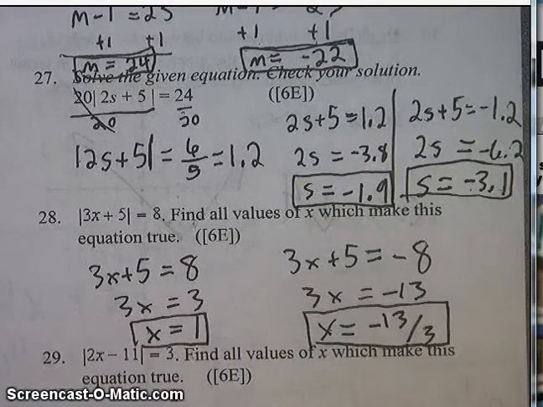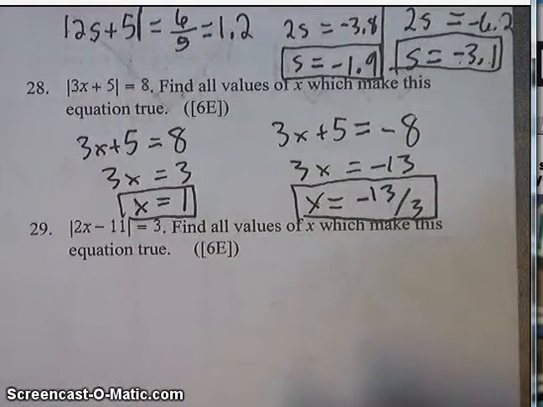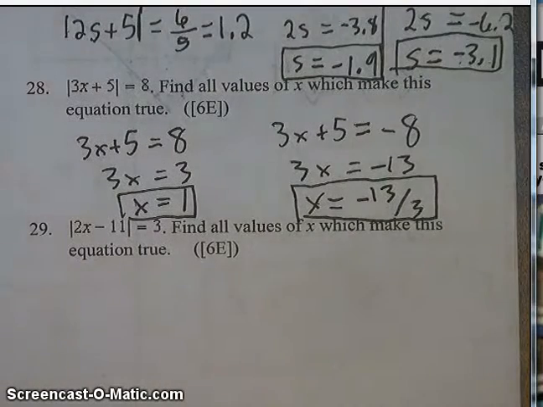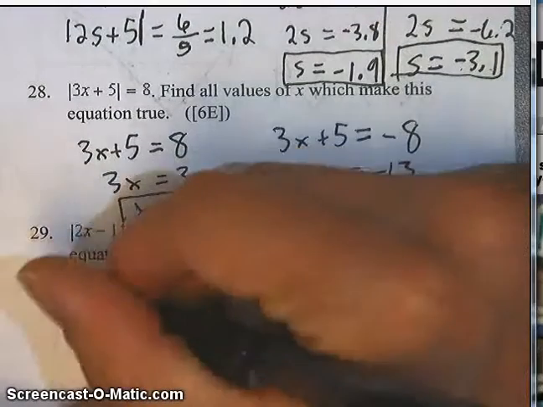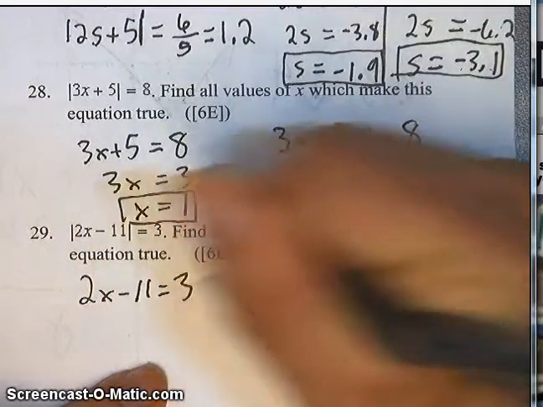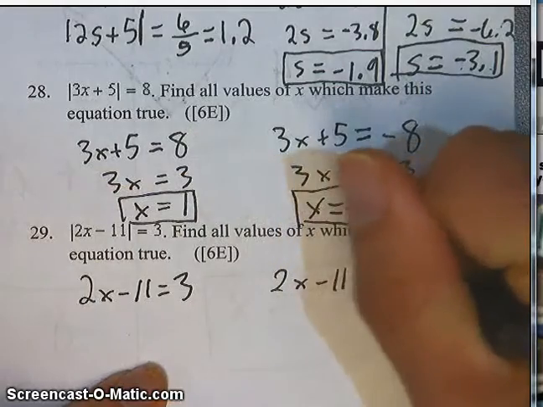Okay. Moving on to number 29. It's another solving problem. Absolute value of 2x minus 11 equals 3. Find all the values of x which make this equation true. There's nothing on the outside of those bars, so go ahead and split it into two equations. 2x minus 11 equals 3, and 2x minus 11 equals negative 3.